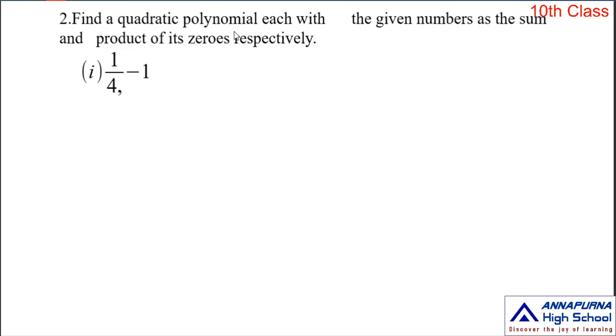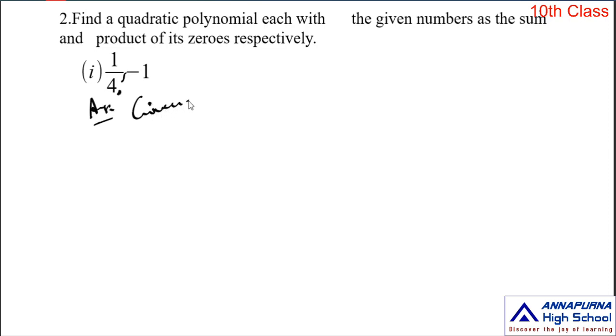Here we clearly observe that in the given pair of numbers, the first and the second numbers present the sum and product of its zeros. That means the first value 1 by 4 presents the sum of the zeros of the quadratic polynomial, and the second value minus 1 presents the product of the zeros. So now you find the quadratic polynomial. Let's start.